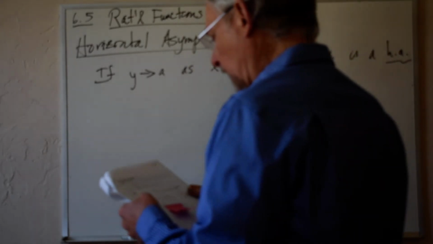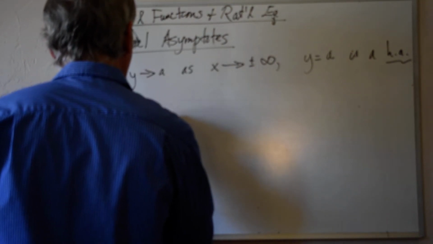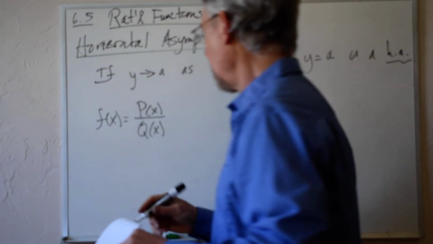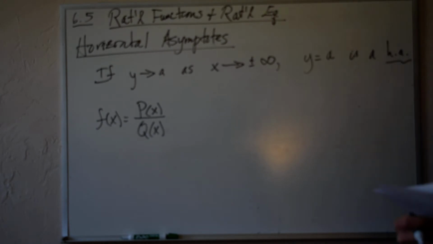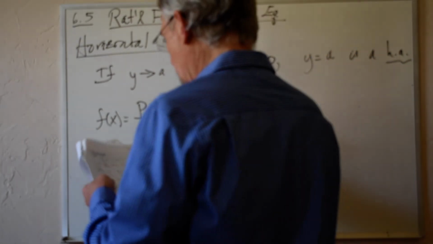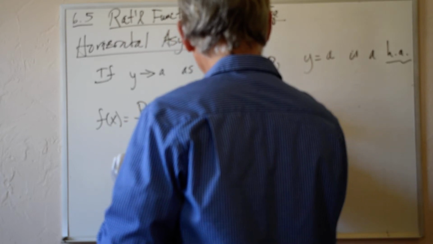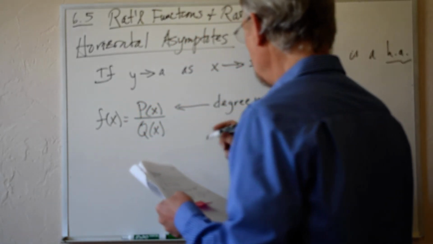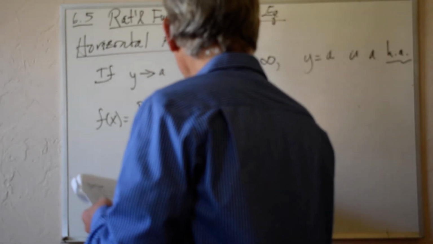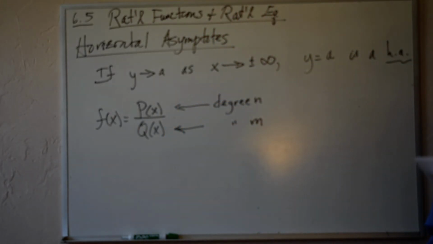Now it gets a little more complicated. Let's consider our rational function again. f of x equals p of x over q of x, where p of x and q of x are polynomials. Now, these polynomials are going to have some degree. Let's say that the degree of p of x is n, and let's say that the degree of q of x is m.